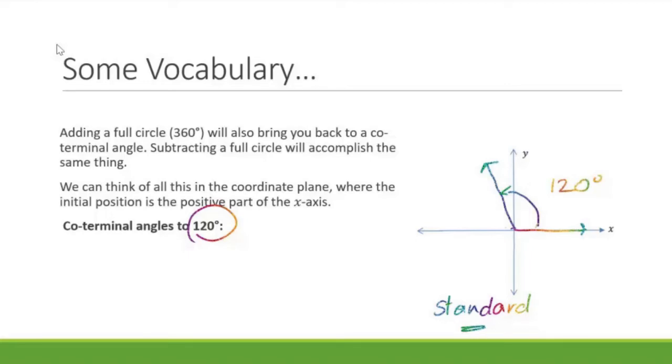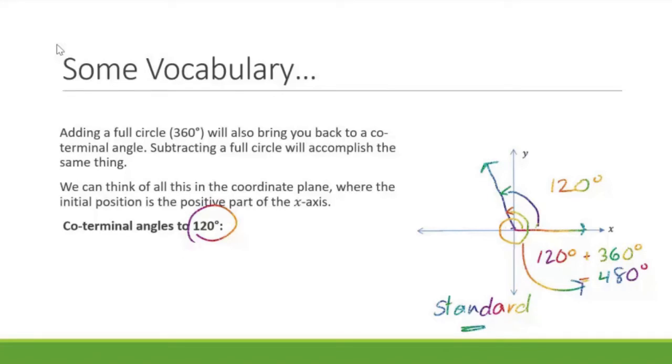Coterminal angles are any set of directions that will take you from that same initial side to the same terminal side. So what that means is we could go 360 degrees and then another 120 degrees. It's the long way around, but the angle is coterminal to 120 degrees. So we take 120 degrees and we add 360 degrees to it. That gives us an angle of 480 degrees. That's this one. And a 480 degree angle is coterminal to 120 degrees.